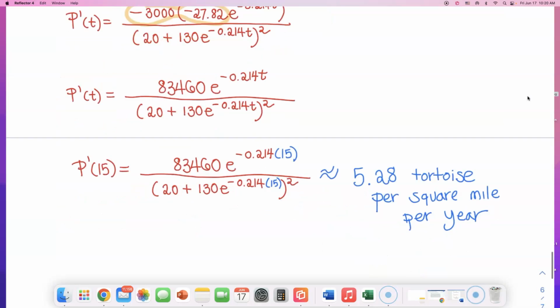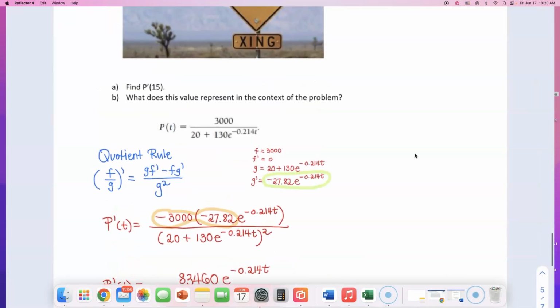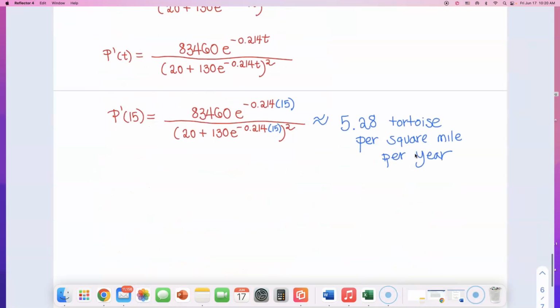Okay. Positive number, right? So that means the turtle population is growing 15 years from now, and is growing as fast as about 5 turtles per square mile per year. And that's what you want to talk about in part B. What does this value represent in the context of the problem? It tells me that the turtle population is growing by 5.28 turtles per square mile per year after 15 years. Okay, that's what we plug in. So those are the things that you want to include in your interpretation.